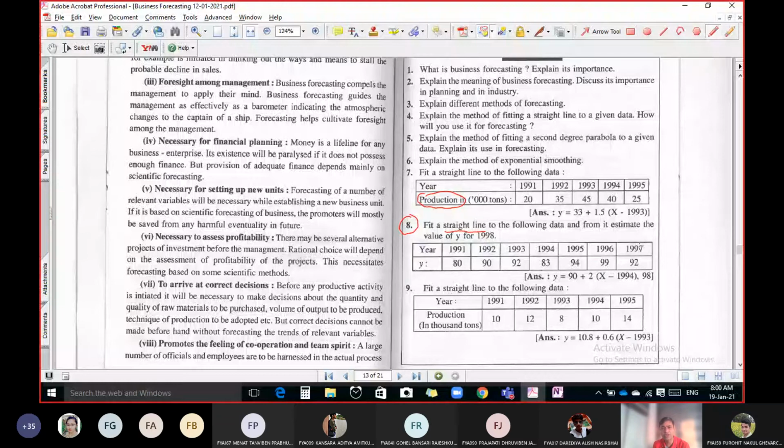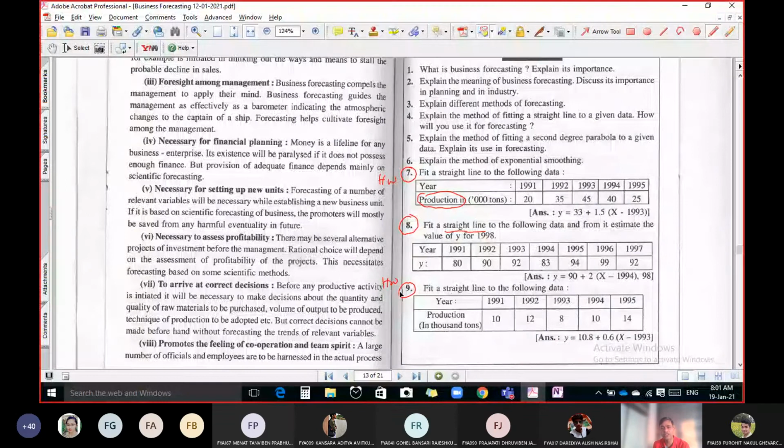See question number 7, which is also the same as this. Fit a straight line to the following data. Here we have data for 5 years. Question number 9 is also the same, with data for 5 years. So you can consider these two as your homework. If we do question number 8, then you are able to do questions 7 and 9 by yourself. So let us start question number 8.